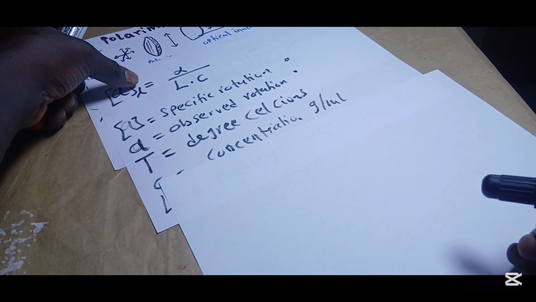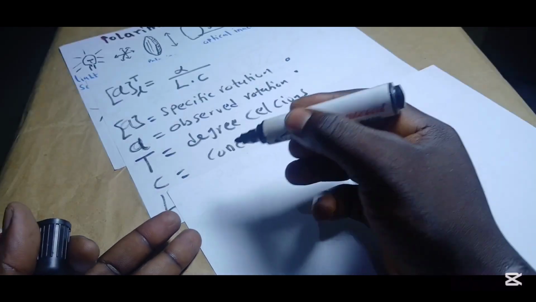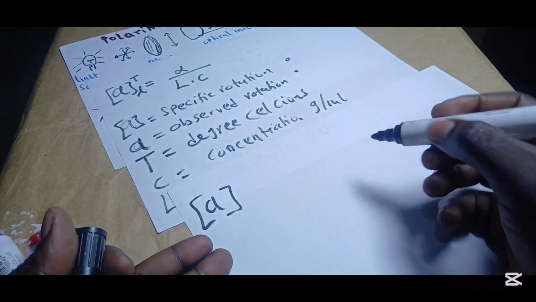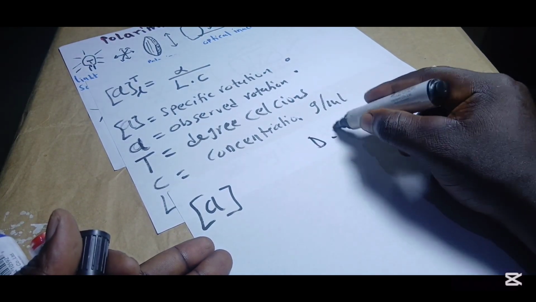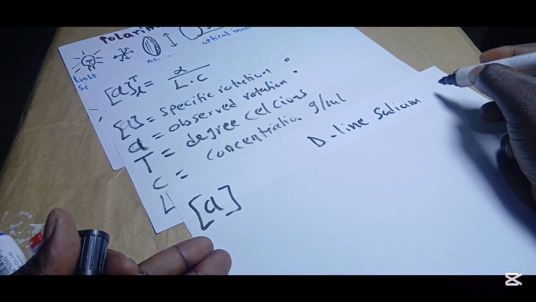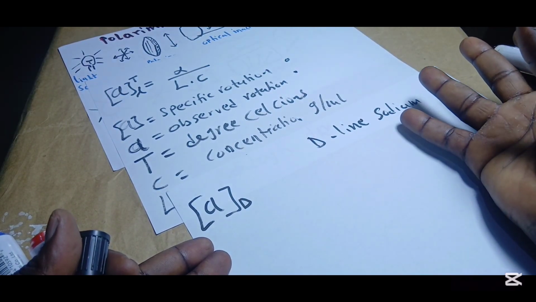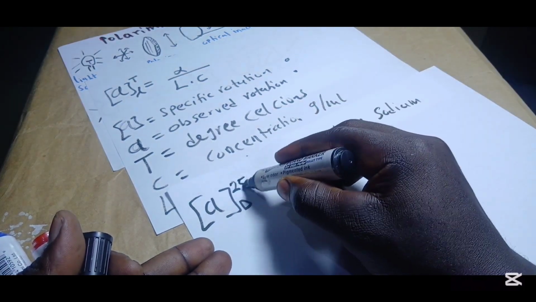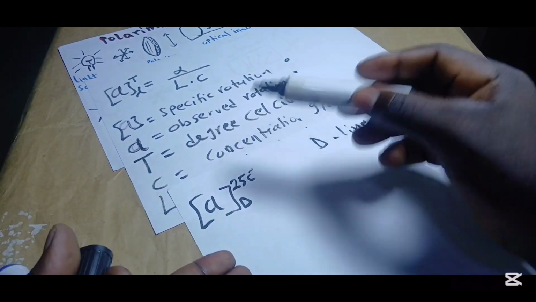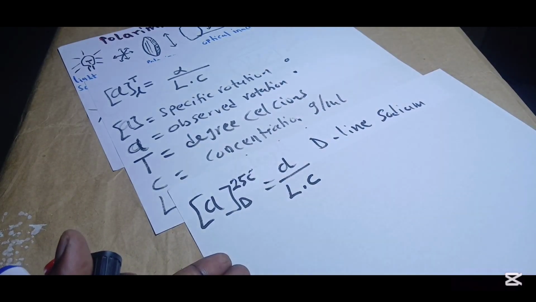Lambda is the wavelength of the light source that we are using. Generally, we use the sodium D line as our light source. So this lambda can be represented by D, and we use that light source at 25 degrees Celsius. That is our temperature. So this formula right here can just be written in simple form as the observed rotation over path length multiplied by concentration.